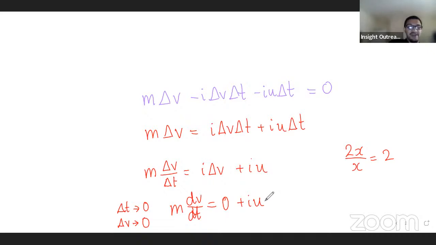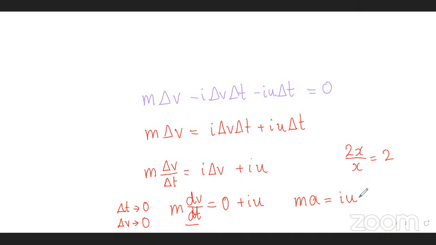So basically what you get here is m a, mass times acceleration, equals I times u. So you're basically just saying the force on the rocket is equal to the force of expulsion. So then would anyone know how you would then work out velocity?